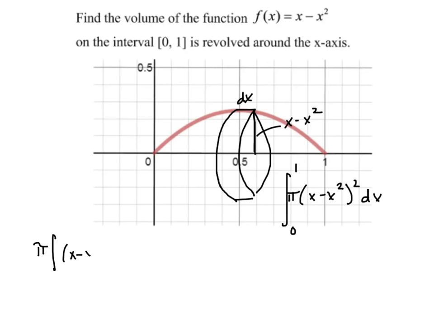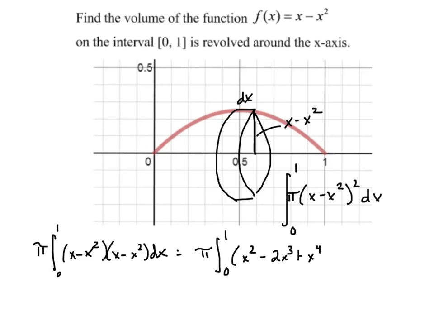If you're going to do it by hand, don't be afraid of doing that. Just rewrite it. So then I multiply it out. I've got x squared minus 2x cubed plus x to the fourth dx. Okay. The antiderivative would be 1/3 x cubed minus 1/2 x squared plus 1/5 x to the fifth. And we evaluate that at 1 and 0. And we multiply it by pi.